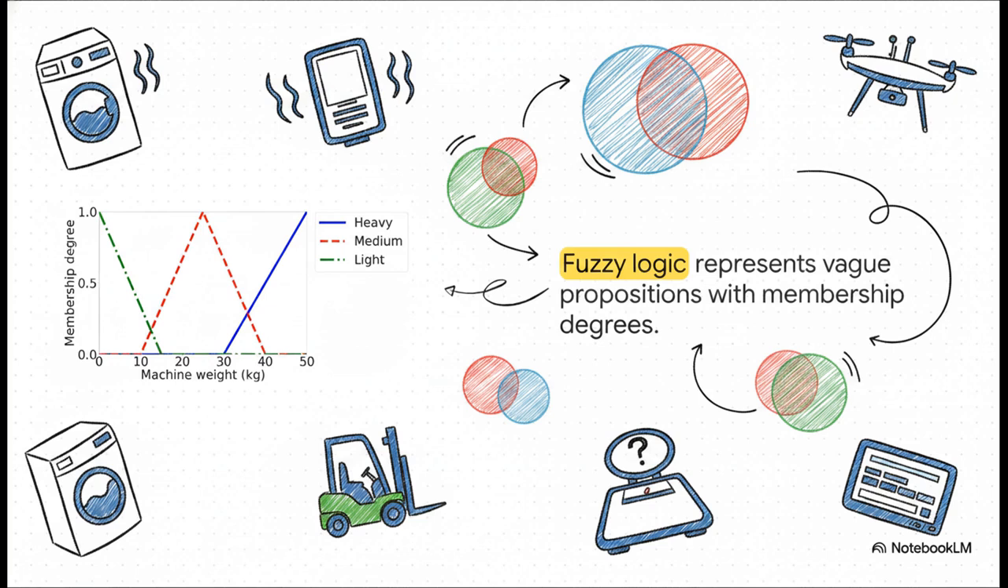Exactly when does a medium machine officially become a heavy machine? To handle these wonderfully vague concepts, agents use what's called fuzzy logic. Instead of a rigid yes or no, the agent assigns a membership degree, a number between 0 and 1. This allows the AI to understand that a 35-kilogram machine is, well, sort of medium, but also kind of heavy. It's a real game changer because it enables much more nuanced, realistic decision-making.